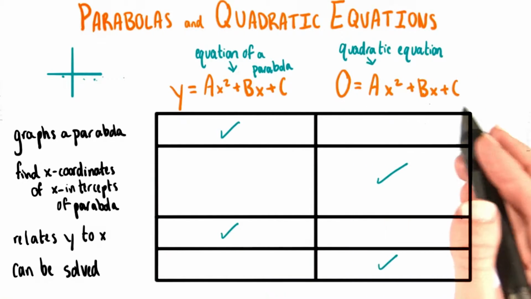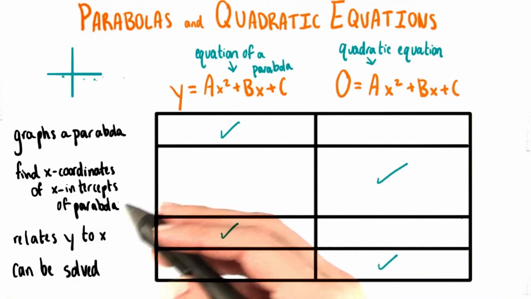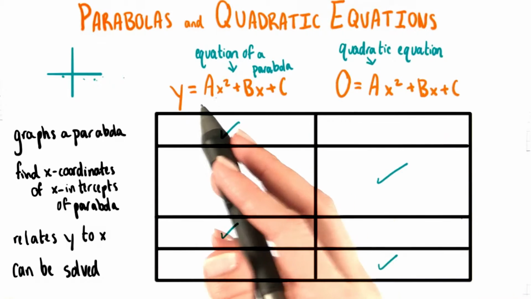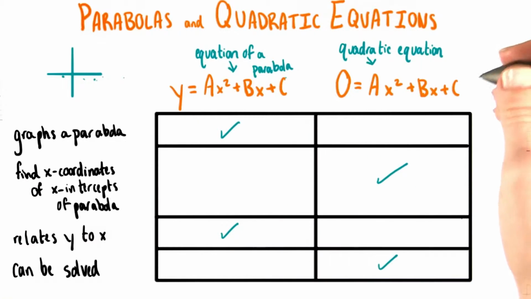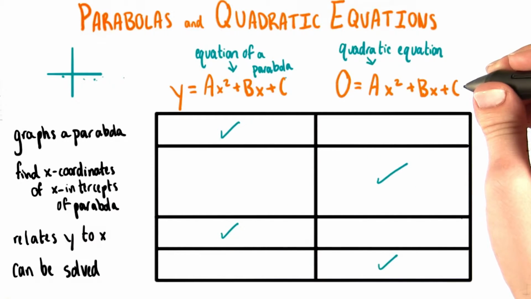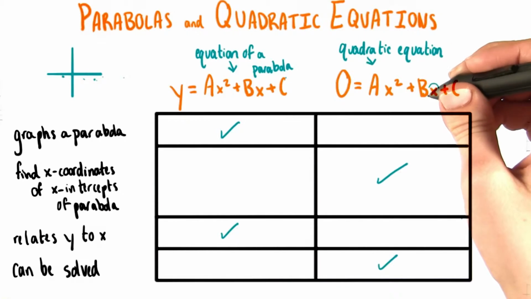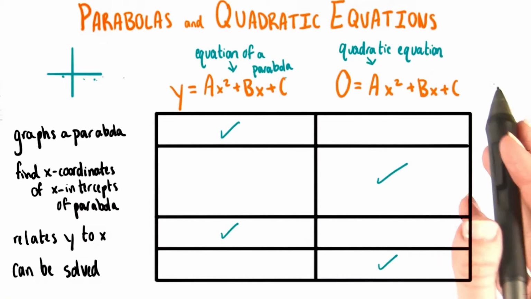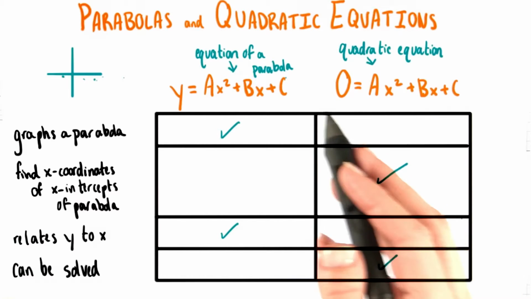It gives us a very straightforward way for finding the x-coordinates of the x-intercepts of the parabola that it corresponds to. And of course, we could find the equation of the parabola by replacing the 0 with y again. The other thing that's very useful about a quadratic equation is that it can actually be solved. Because we have one variable, x, in this equation, and there's only one equation, we can isolate x and find some number of values that it needs to equal in order to make this equation true.